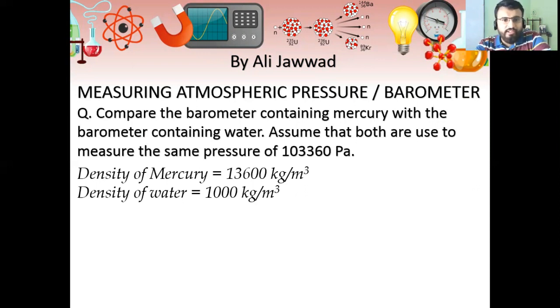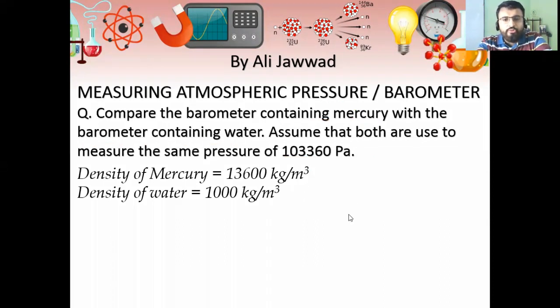Let us see with the help of this example. We compare the barometer containing mercury with the barometer containing water. So there are two barometers: one contains mercury and the other contains water. If both of the barometers are placed in an environment where atmospheric pressure is equal to this, then calculate the height. The density of mercury and the density of water are given to us respectively.